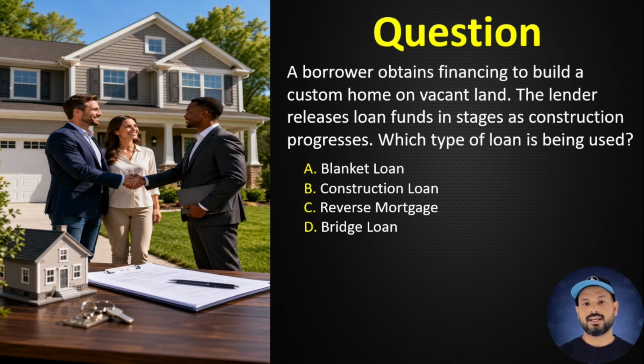Question number 36. A borrower obtains financing to build a custom home on vacant land. The lender releases loan funds in stages as construction progresses. Which type of loan is being used? A. Blanket loan. B. Construction loan. C. Reverse mortgage. D. Bridge loan. Correct answer: B. Construction loan. Construction loans release funds in draws as building milestones are completed.